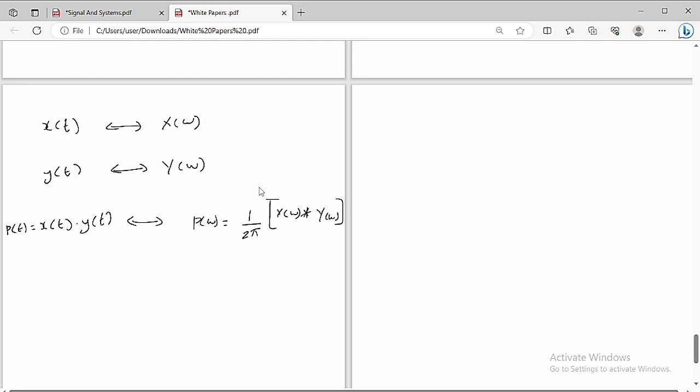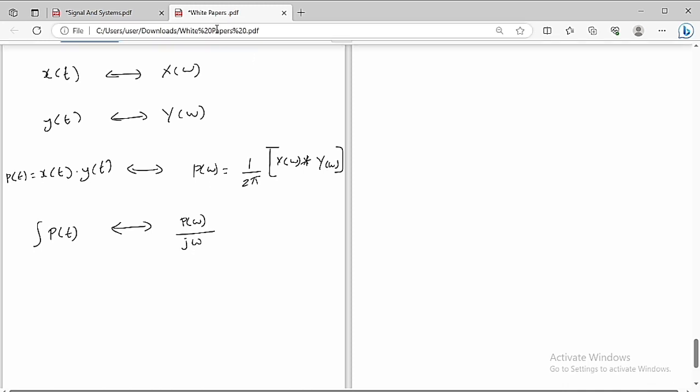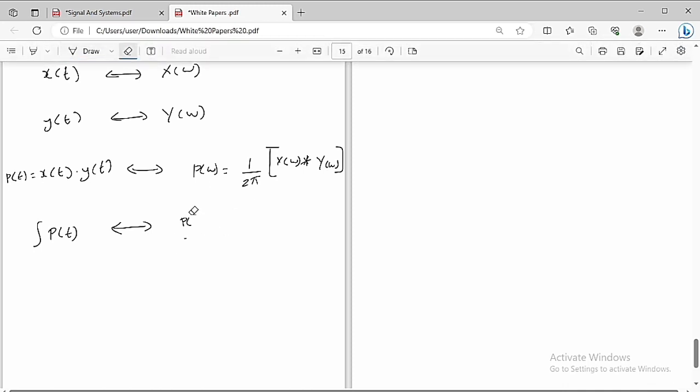Suppose I want to do the integration of this signal, then the integration of p of t is nothing but what you are going to get: P of omega by j omega, right? So now this is what we are going to get. Now listen carefully. What I am trying to tell you is very simple. Let me do some analysis so that we can easily understand. So this is a P of t signal.